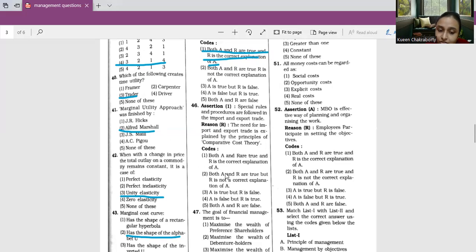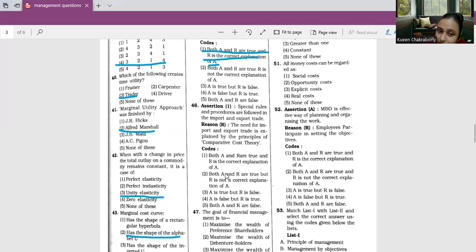Thus, all the countries will be producing and exporting those commodities in which they have cost advantage, and also import those commodities or products in which they have cost disadvantages. So accordingly, import and export will be facilitated, right? So this is the key advantage he had put forward, and accordingly we have A to be true and R is also to be true.